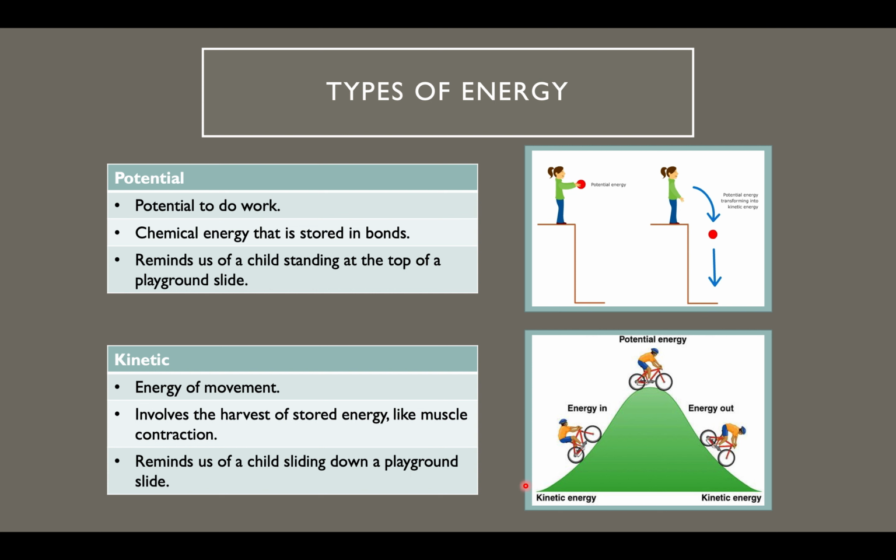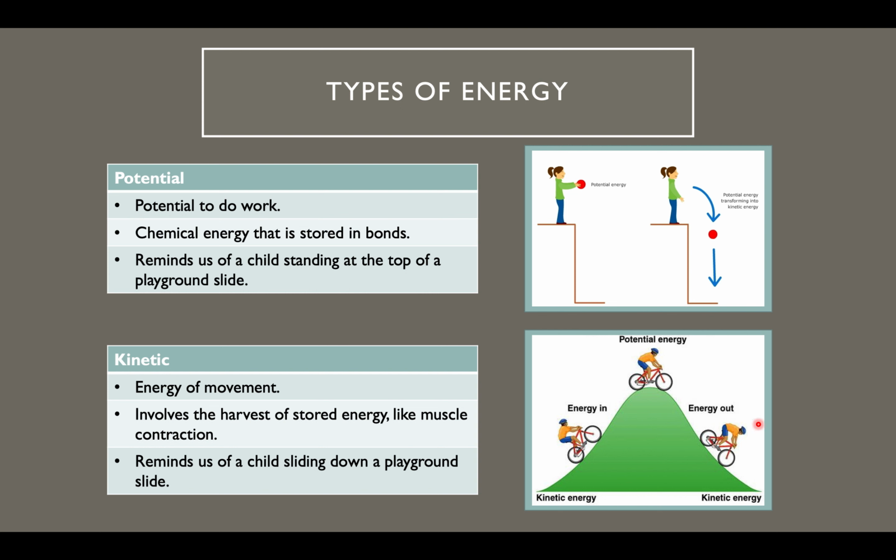Or in the image that I have here, it reminds us of the potential energy of a guy on a bike sitting up top, and then the energy being let out on this side here is kinetic. Both going up this hill and going down this hill would be kinetic energy because something is actually taking place. There's an action happening. The potential energy is when he's sitting up here at the top of this hill.